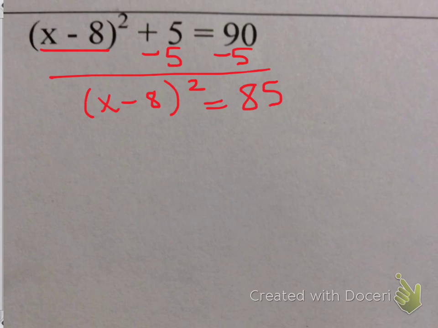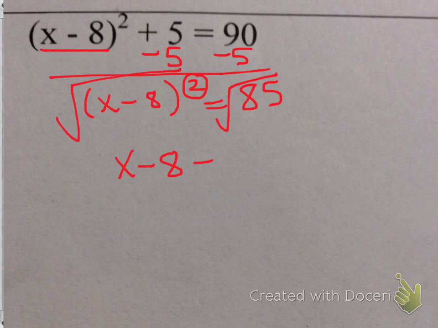My next job would be to get the squared off of the parentheses so I could get rid of the stuff in the parentheses. So to get the squared off, I'm going to square root. It cancels on this side to x minus 8. And on the other side, I need to find the square root of 85. When you punch the square root of 85 on your calculator, it does not simplify. It stays the square root of 85. So we're just going to leave it plus or minus the square root of 85 and finish solving for our x.